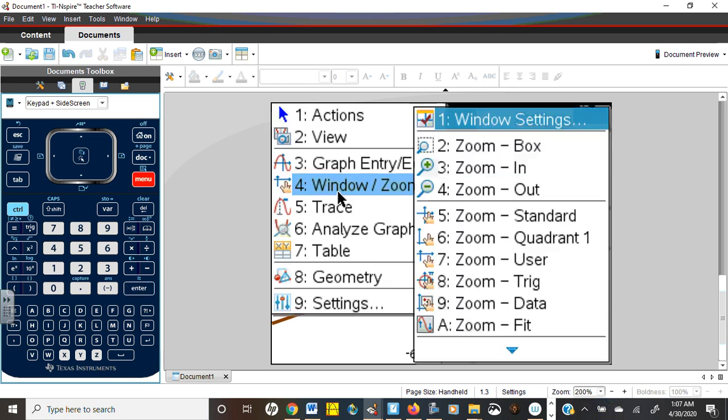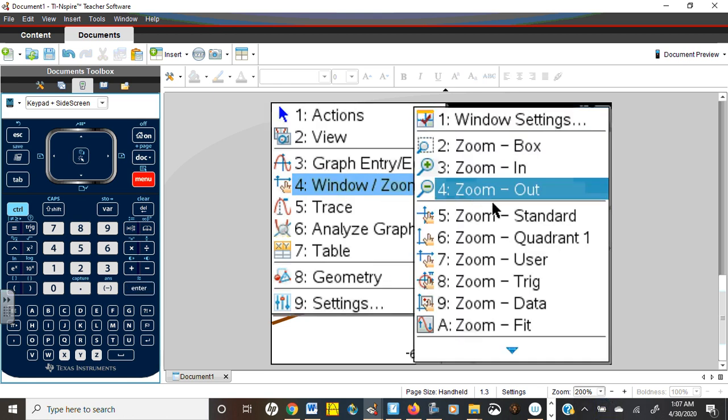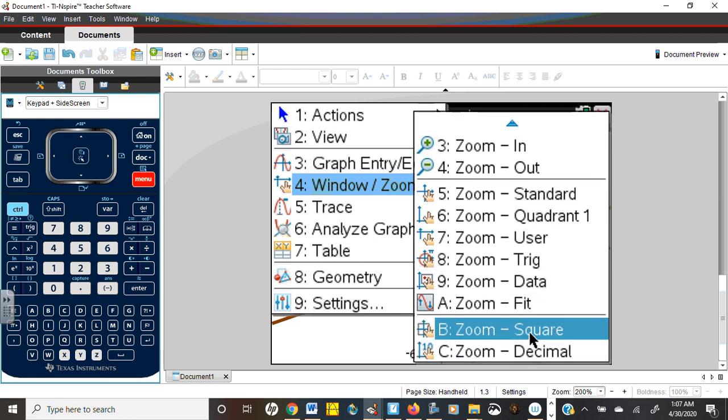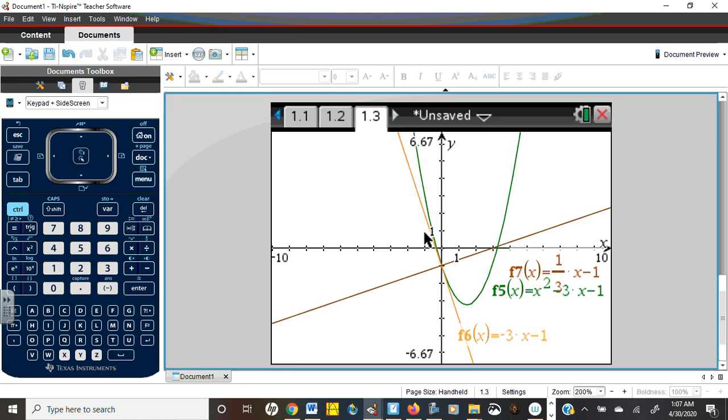You can go into your zoom, and if you zoom square, which isn't in this original menu, you have to go down to the bottom. So it's option B. Zoom square sets everything up so that your perpendicular relationships look really sharp. They really are. Also, if you ever graph an ellipse, and it doesn't look as elongated as it should, you can use the same option. Or let's say you graph a circle and it looks elliptical, but you know it's a perfect circle. Use this zoom square option, and it'll set the values for you so that everything looks very nice.